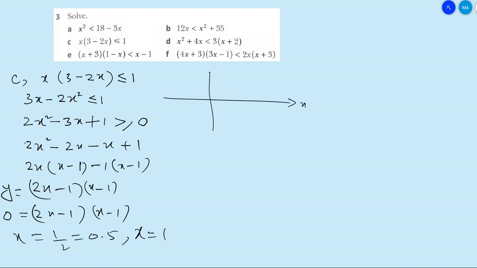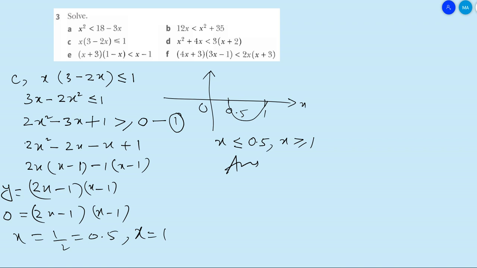This is x-axis, this is y-axis, this is 0.5, for example, this is 1, and this is 0, and this is our curve. Because this is equation number 1 in standard form. Because there is a greater than or equal to sign with quadratic factors, we need an answer which is above the x-axis. So our answer should be just like the previous part, x less than or equal to 0.5 and x greater than or equal to 1.